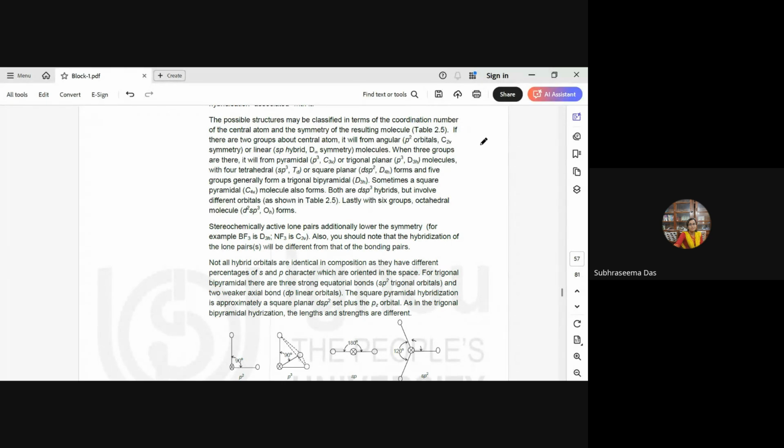If there are two groups about the central atom, it will form angular, that is p², or linear molecules. With three groups, it will form pyramidal or trigonal planar. With four groups, it forms tetrahedral or square planar, and five groups generally form trigonal bipyramidal. Sometimes square pyramidal is also possible, but when we have six, it forms an octahedral molecule. Stereochemically active lone pairs additionally lower the symmetry. Also, we should note that the hybridization of the lone pairs will be different from that of the bond pairs.